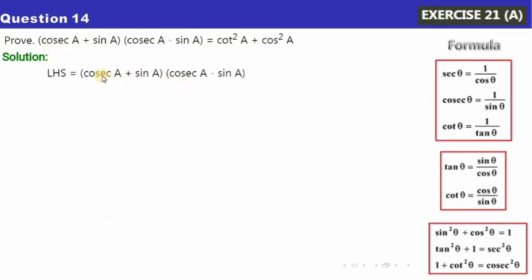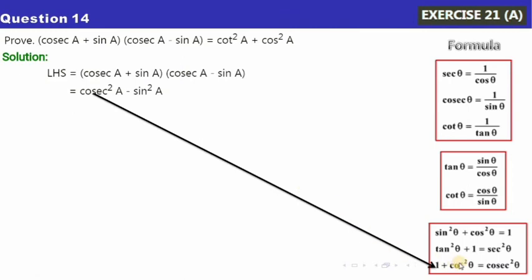If you look here carefully, this is cosec A plus sine A into cosec A minus sine A, that is (a plus b) into (a minus b). Yes, if you treat cosec A as a and sine A as b, then this becomes (a plus b) into (a minus b). And you know that this is a square minus b square. A is cosec A, so a square will be cosec square A minus b square, that is sine square A. Now I'm going to make use of this formula.